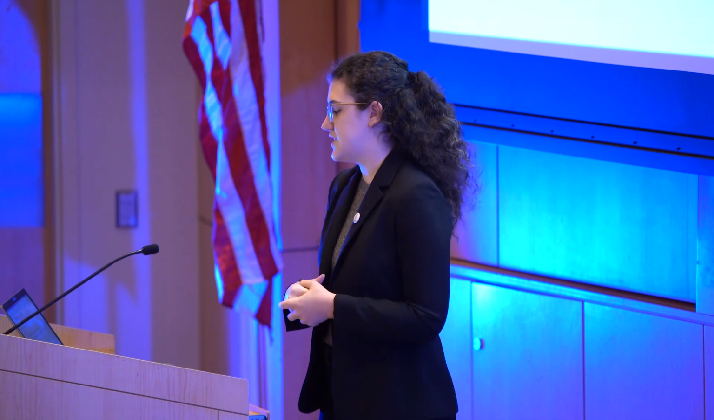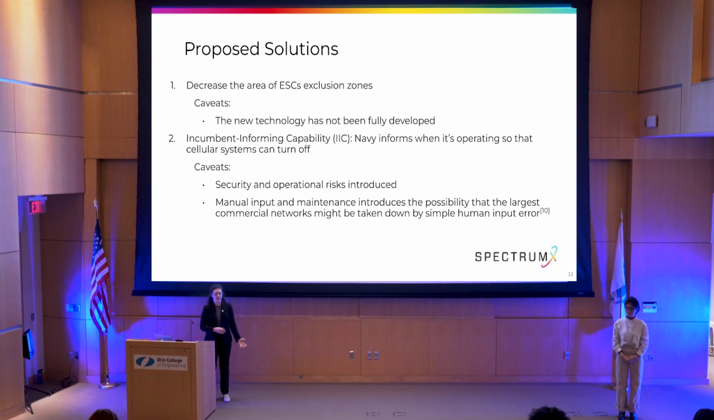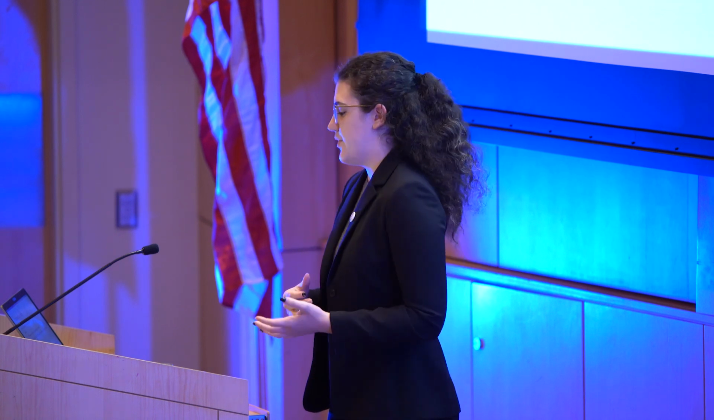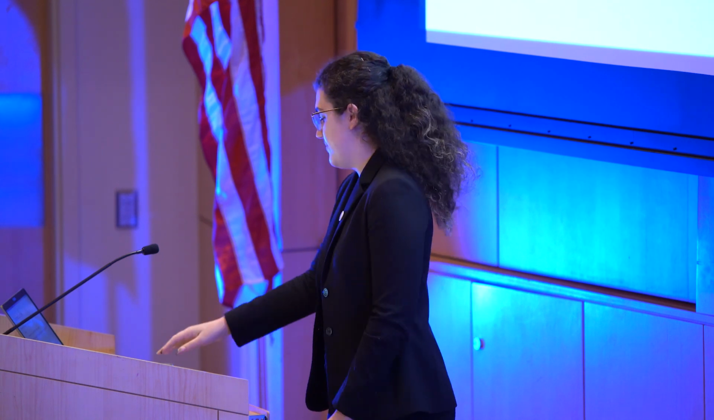The second option is incumbent informing capability, where the Navy would directly inform when they are using their system so that other cellular systems can be turned off and the Navy given priority. Some caveats are that it would introduce security risks because they would be directly saying when they're using the radar. In addition, this system, as currently laid out, uses manual input and maintenance, which adds the factor of human error, which could be detrimental if there was ever an error.